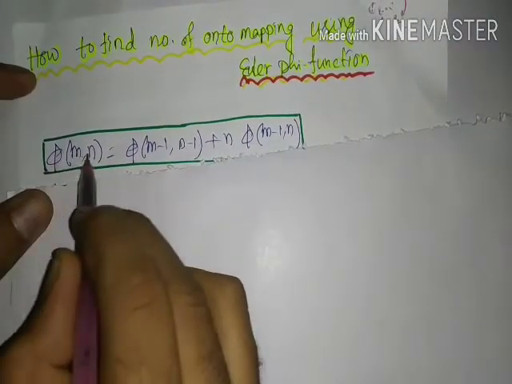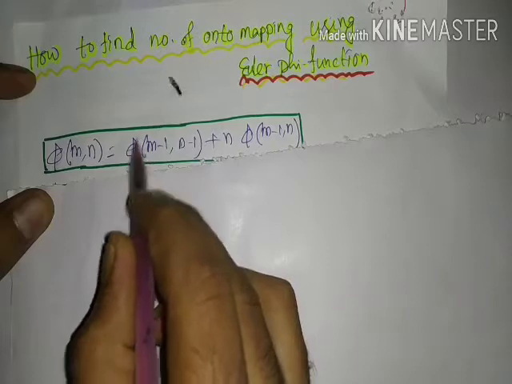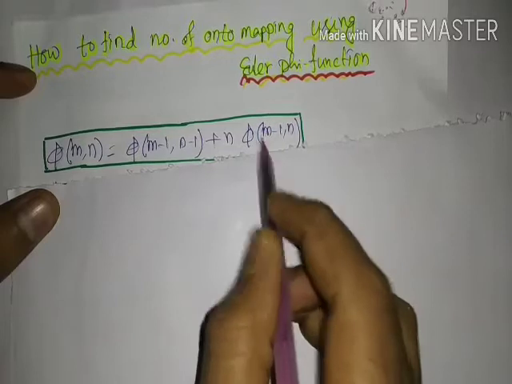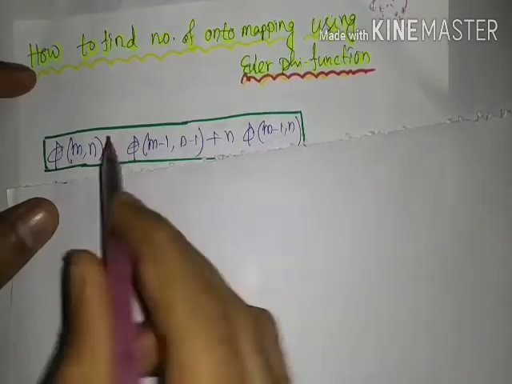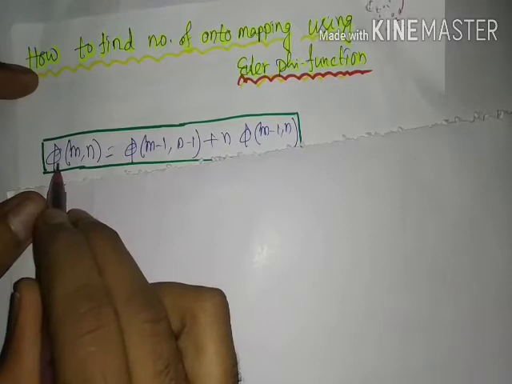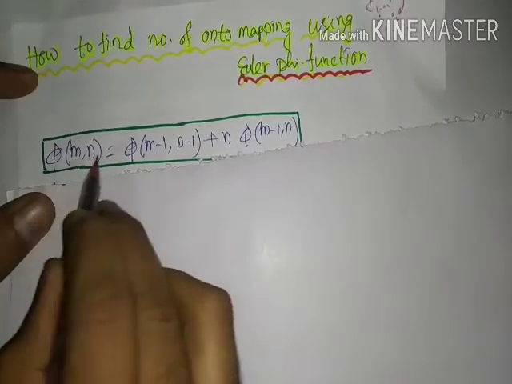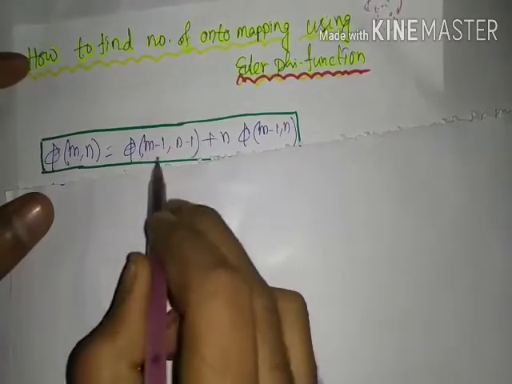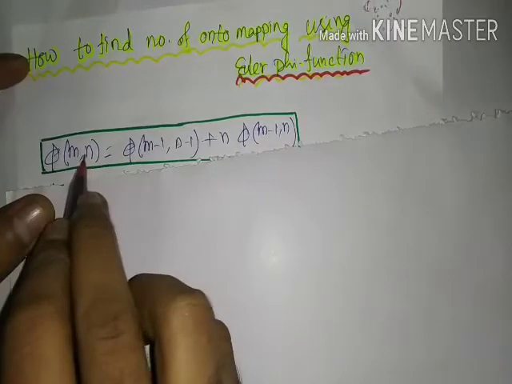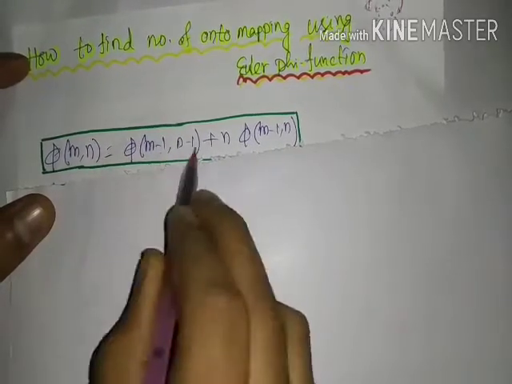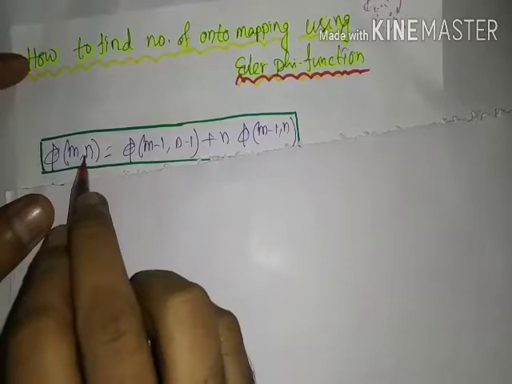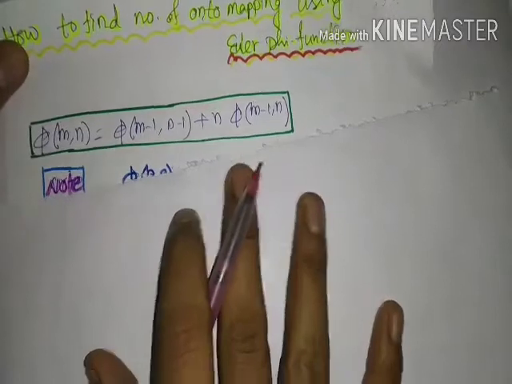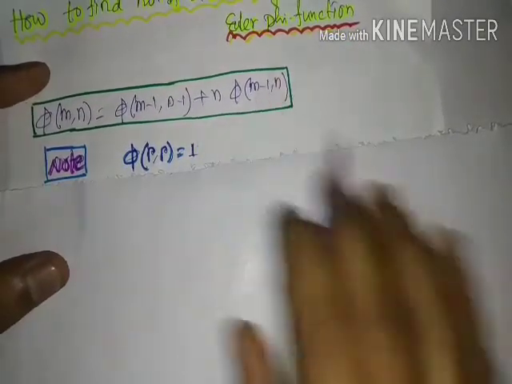Here phi of (m, n) equals phi of (m minus 1, n minus 1) plus n into phi of (m minus 1, n). This is the Euler function for two coordinates m and n. For the first term both coordinates decrease, plus for the second term, second into first decrease. If we take an example, it becomes more clear.